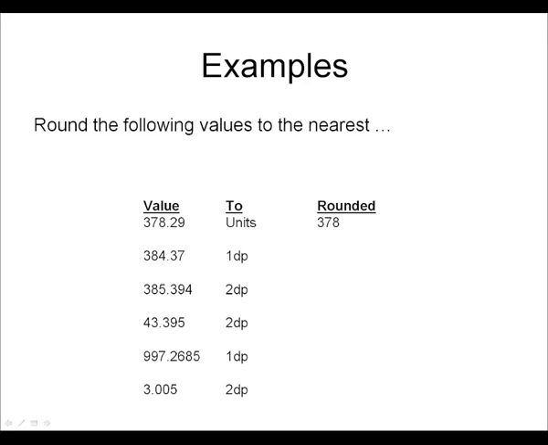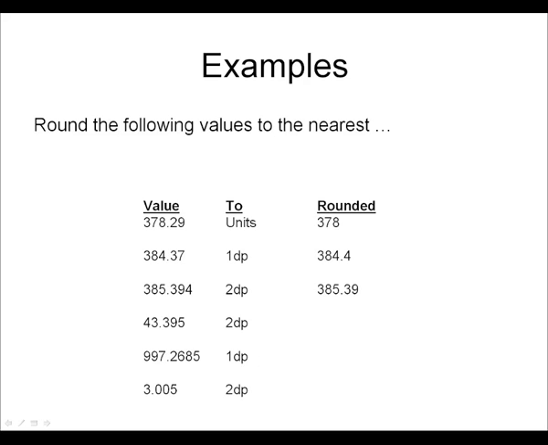384.37, we're asked to round to one decimal place. So the value we're interested in is the first decimal place, which is the 3. So we're counting 384.3, and the question is, do we go up to 384.4? Well, the value after the 3, the one we're interested in, is bigger than a 4. It's a 5 or a 6 or a 7 or an 8 or 9. So we count up to 384.4. For two decimal places, the digit we're interested in now is the 9, 385.39. The value after that is a 4, so we stay with 385.39.